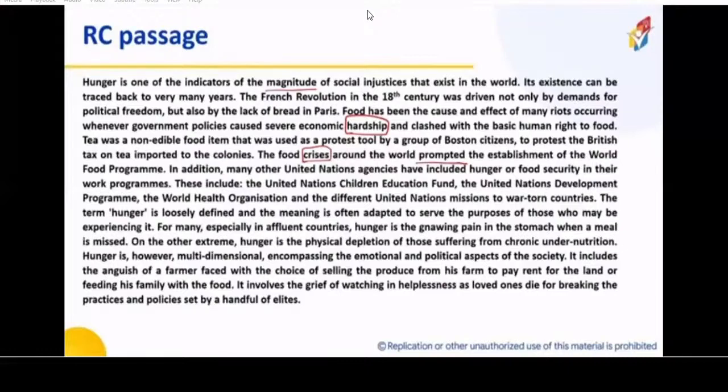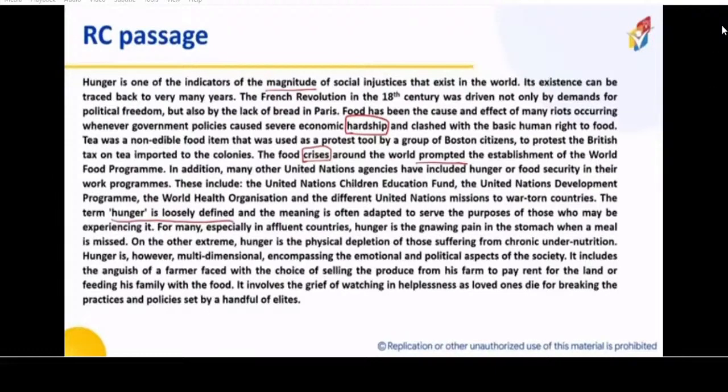The term hunger is loosely defined, and the meaning is often adapted to serve the purposes of those who may be experiencing it. So the author says the term hunger is loosely defined, right? We do not have a good definition. It's just loosely defined everywhere. And the meaning is often adapted to someone experiencing it.